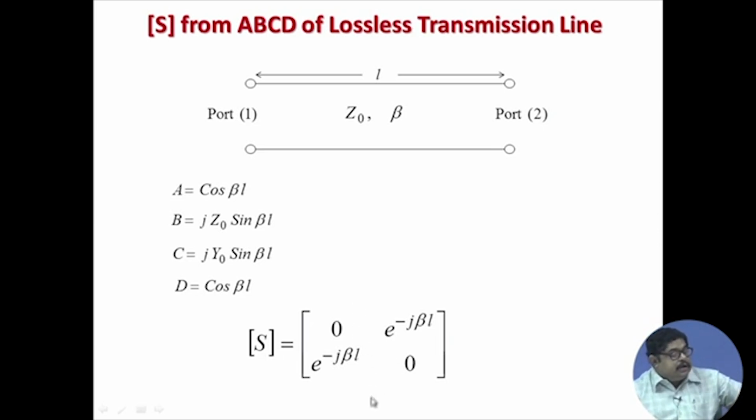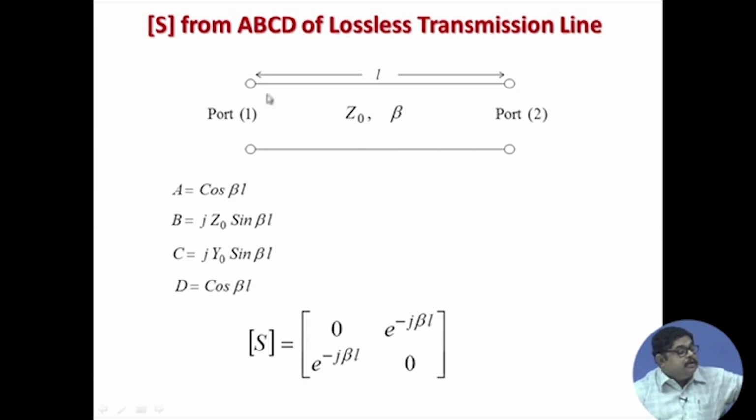Also, you see this satisfies the unitary property, because if we take this column and its conjugate, it will be e to the power minus j beta L into e to the power plus j beta L, which is equal to 1. Similarly, this and the conjugate of the other column give 0. So it is a pure unitary matrix, and that is why this is a lossless network. So this is the S matrix.